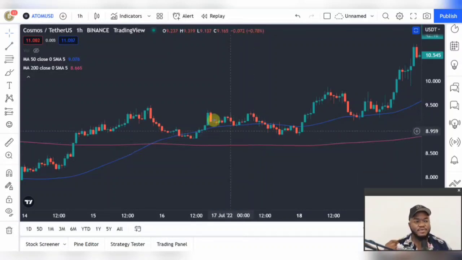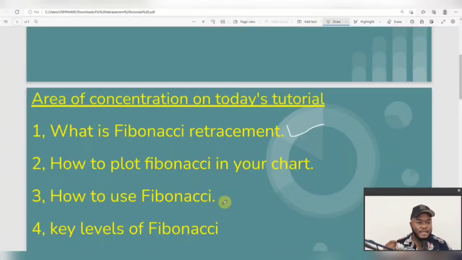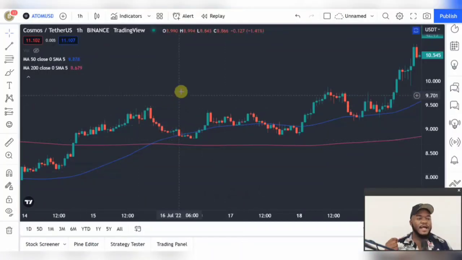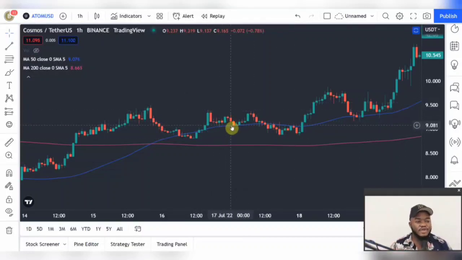So this particular coin I'm trading right now is in an uptrend. Hope you understand. So once you add your moving average and it is moving along the price and is below the price, you know that the market is in uptrend. And you use your Fibonacci to plot out the long position of the coin. What you want to get from the market is to go long.